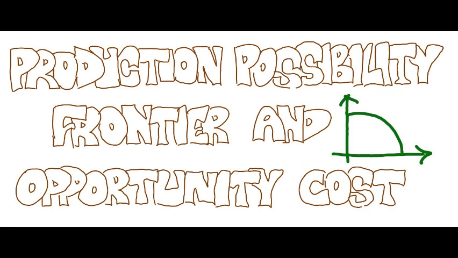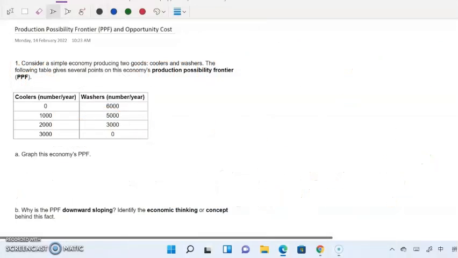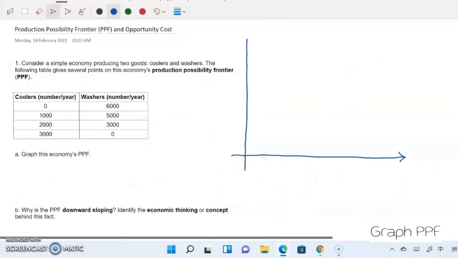Hello and welcome. Today's topic is on production possibility frontier and opportunity cost. We have a simple economy producing two goods, coolers and washers. We have a table giving us several points on the economy's PPF. We are asked to graph this economy's PPF.